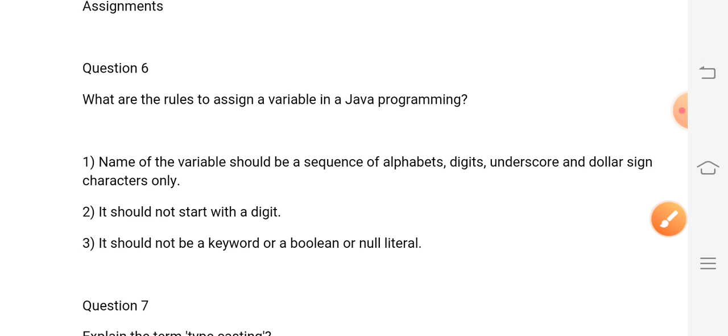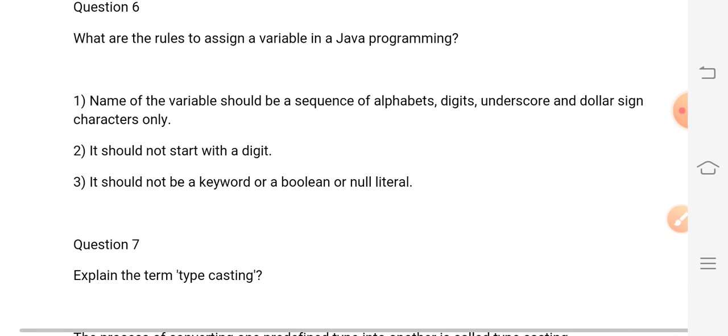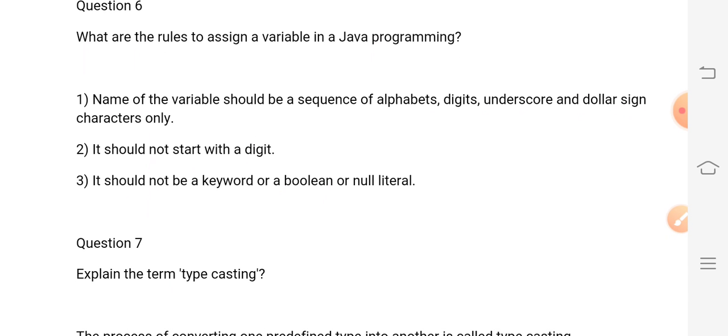Next one, question number 6. What are the rules to assign a variable in Java programming? Write the points. 3 rules are enough.